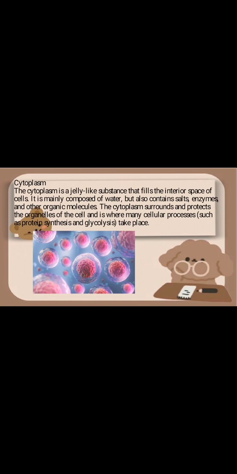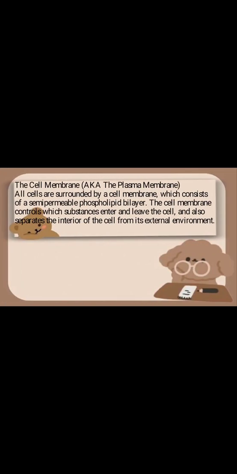Next is the cytoplasm. The cytoplasm is a jelly-like substance that fills the interior space of cells. It is mainly composed of water, but also contains salts, enzymes, and other organic molecules. The cytoplasm surrounds and protects the organelles of the cell, and is where many cellular processes such as protein synthesis and glycolysis take place.